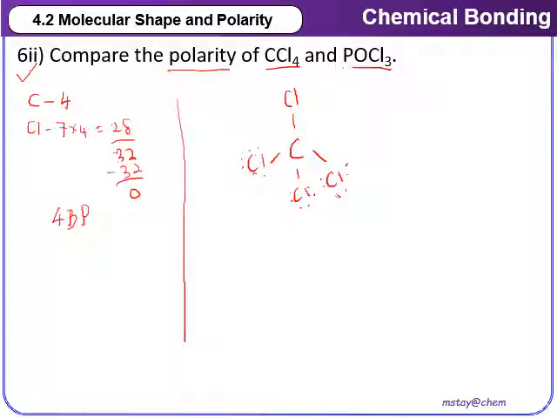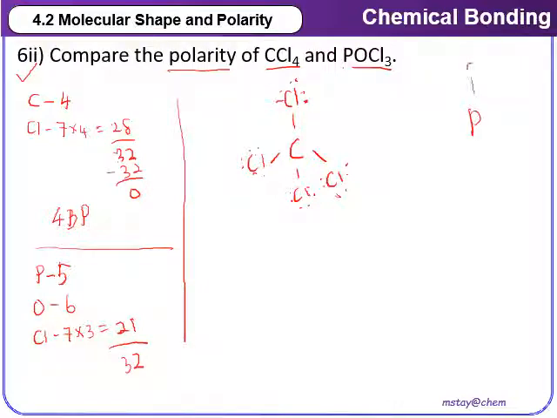Complete each terminal atom. Then next one, we will continue with POCl3: phosphorus has 5 valence electrons, oxygen has 6, and chlorine has 7 each, 31 plus 1, so again it is 32 valence electrons. So in this case, POCl3 is also arranged in a tetrahedron.